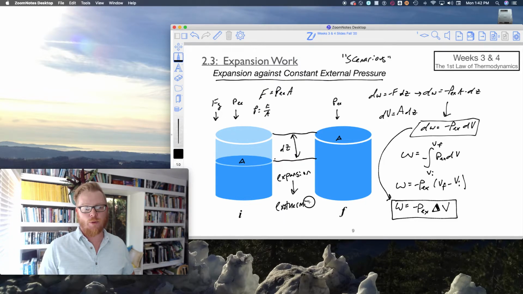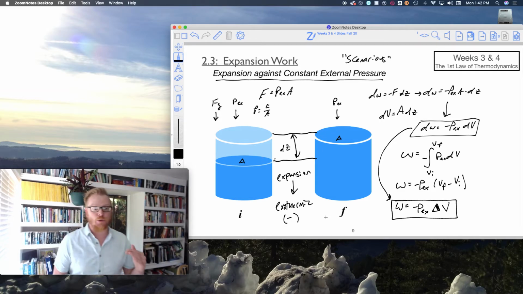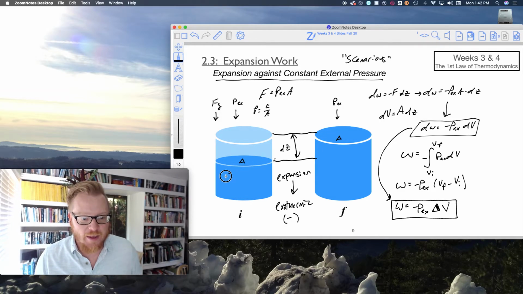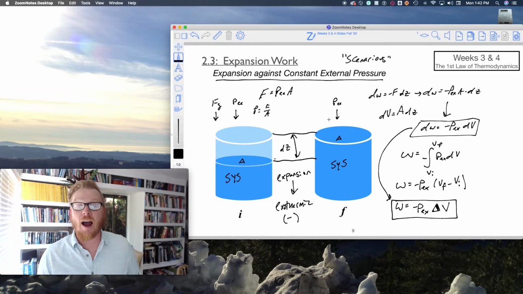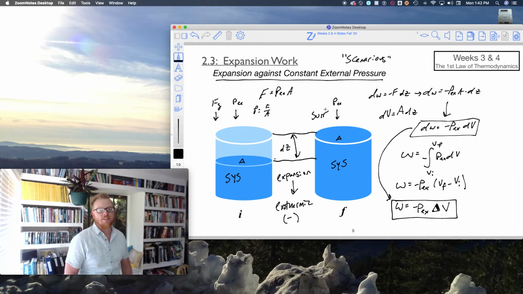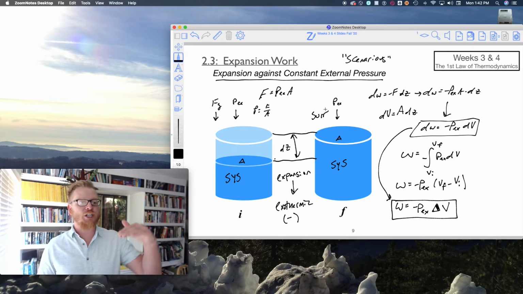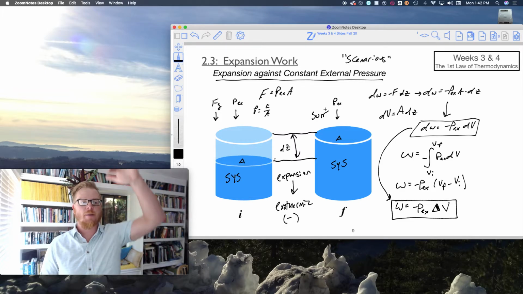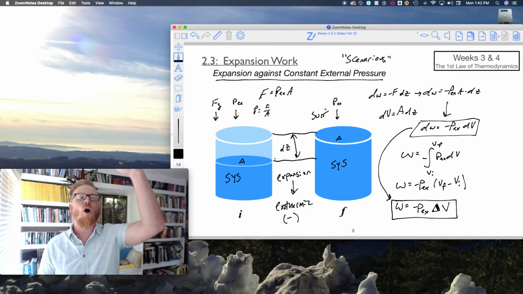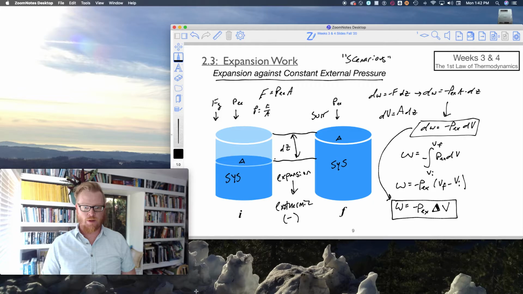is exothermic, because we recall when the sign is negative, that tells us it's exothermic. In other words, if this is the system and up here this P external is the surroundings, my system is pushing away the surroundings. My system is doing work on the surroundings. Okay? Well, what if it was compression?